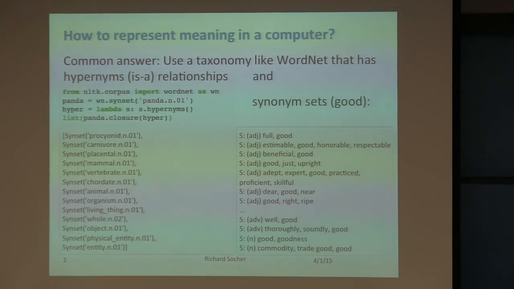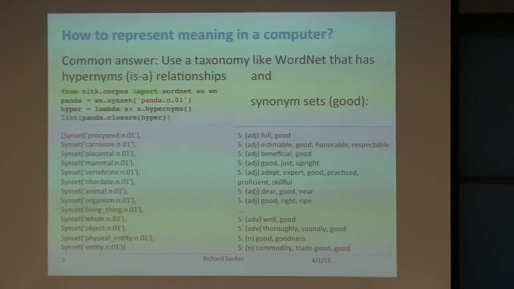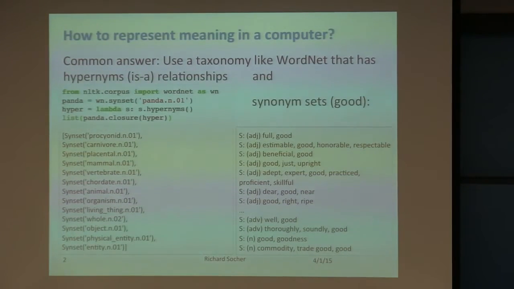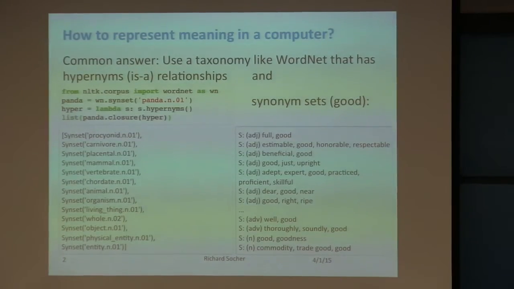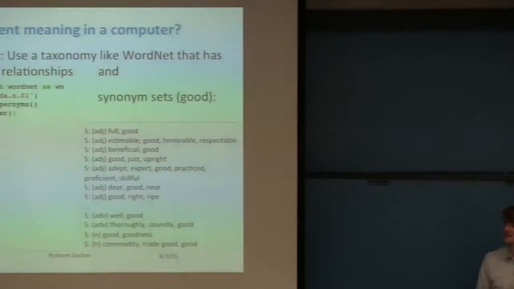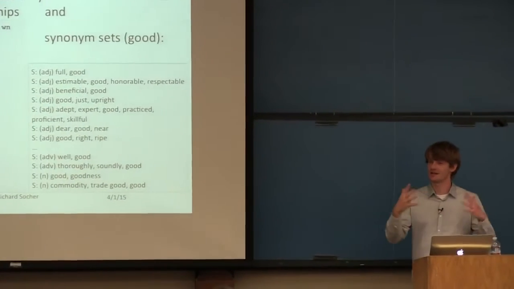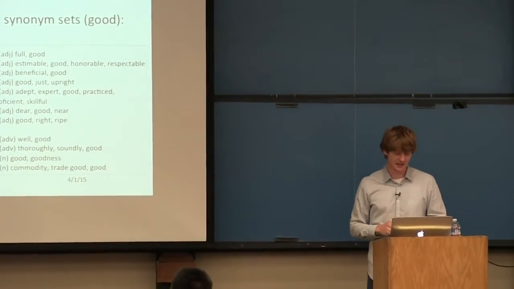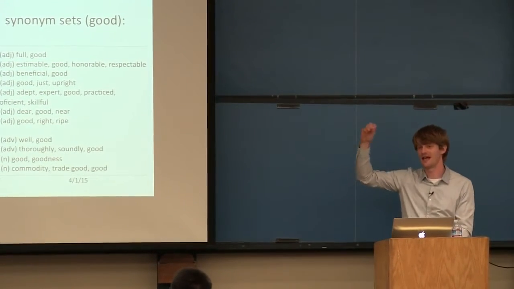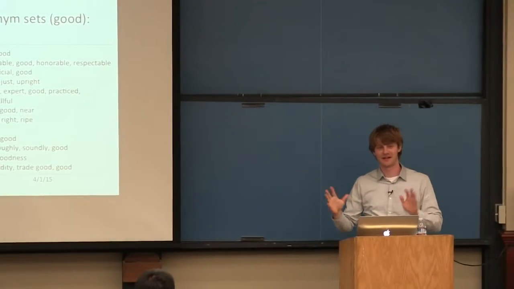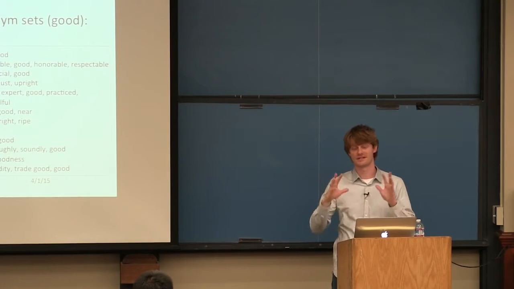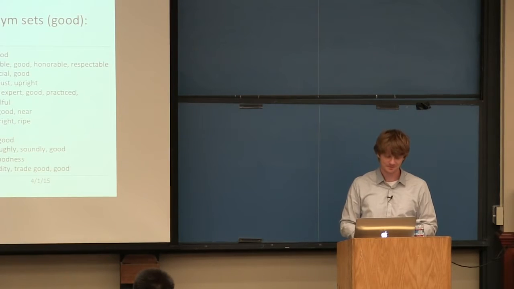So we have a carnivore, placental, mammal, vertebrate, chordate, animals. These are all words that subsume panda. So panda is just a subset of all the things that are vertebrates, for instance, or animals. And it goes to organism, a living thing, a whole, an object, a physical entity versus a theoretical entity like an idea or love or something like that. And then everything in this taxonomy ends at entity. So everything, according to WordNet in the world, is some kind of entity.